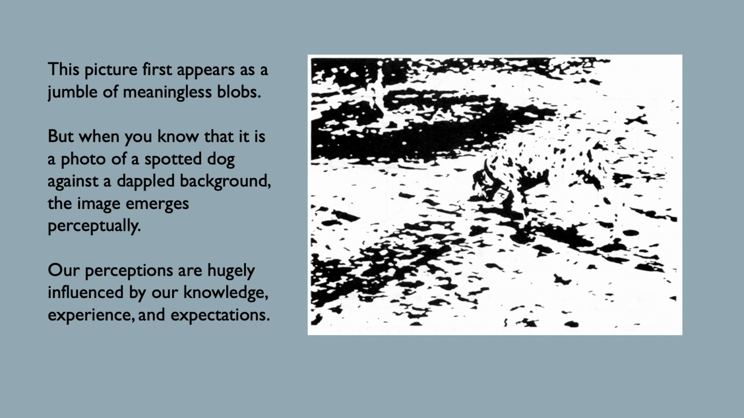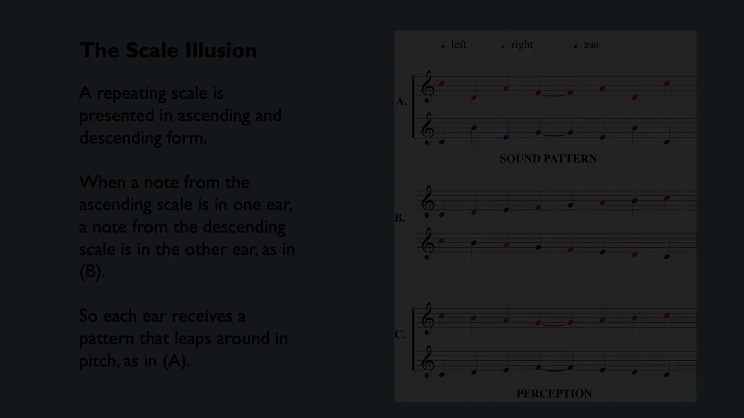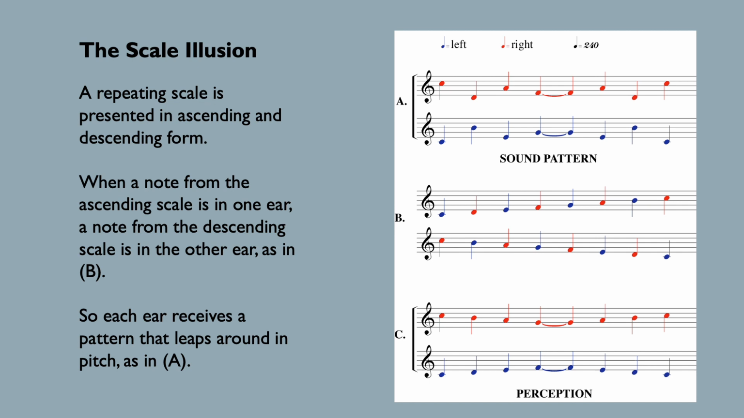And when you view the same picture again, even weeks or months later, it will probably make sense to you immediately, since your visual system will now be organizing its components based on your earlier experience. So this picture illustrates the power of unconscious inference or top-down processing on visual perception. But this influence is perhaps even more important in our perception of music.